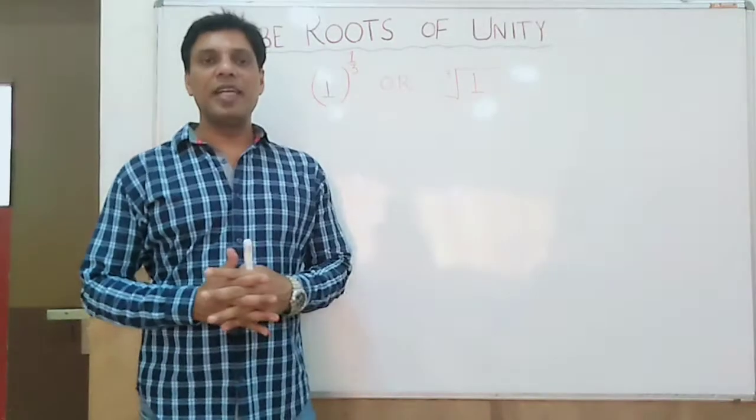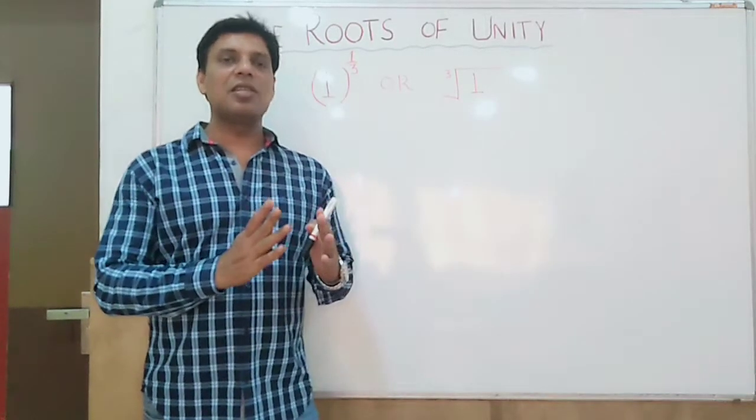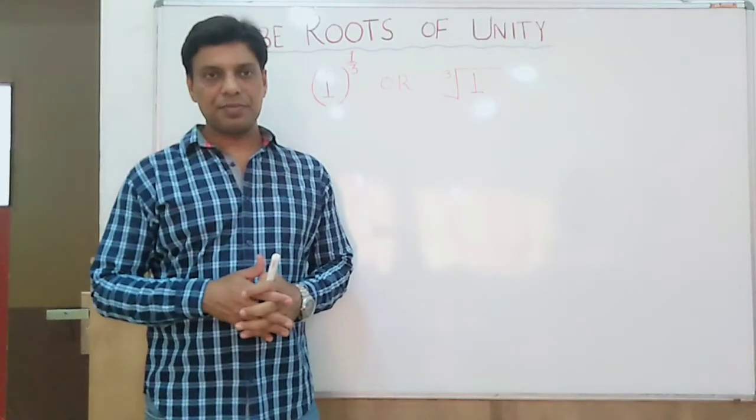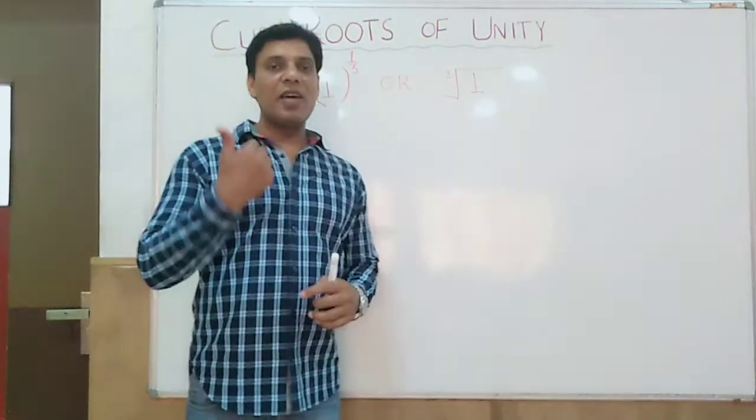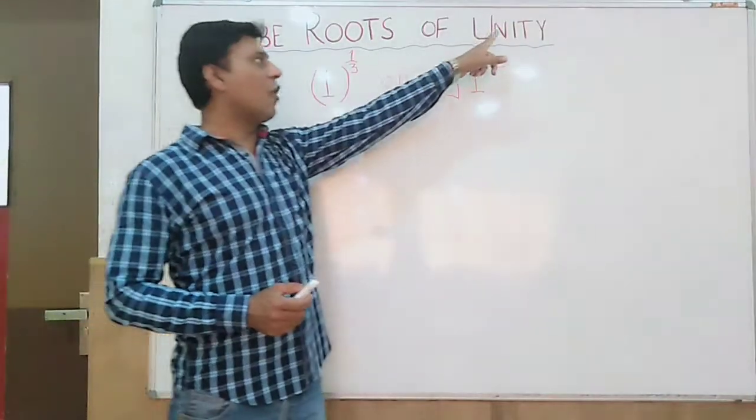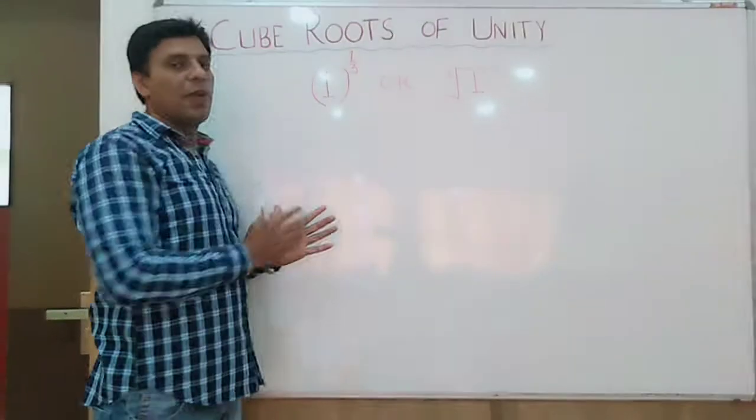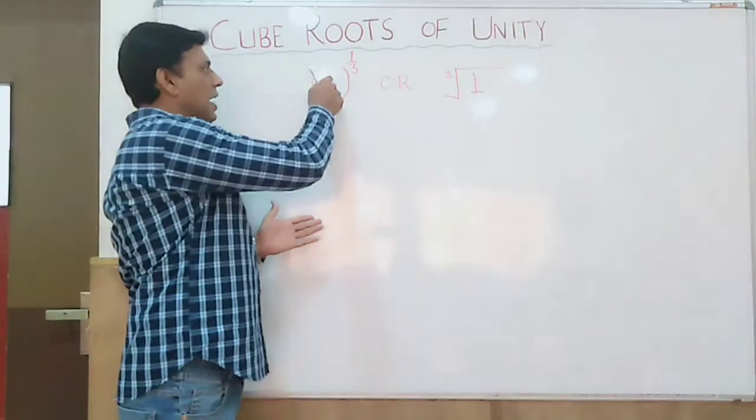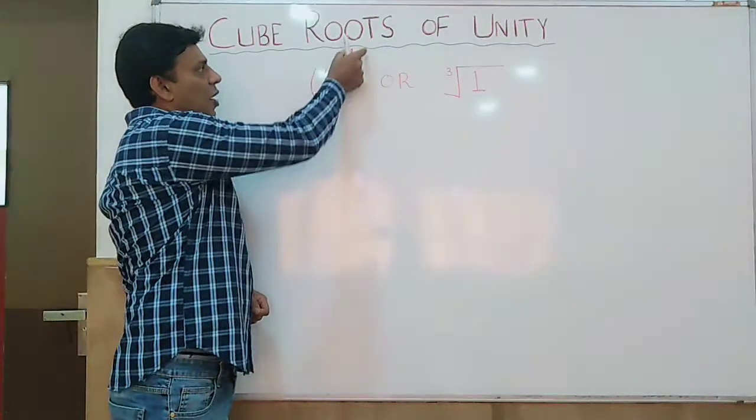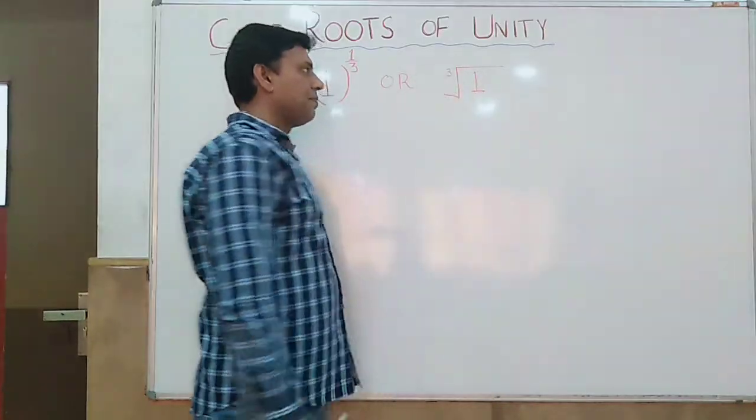Cube roots of unity. It is a very important topic for class 11th in complex numbers. It is very easy to say what the cube root of unity is. What does it mean? Unity means 1 and cube root means power 1 by 3. So that is 1 power 1 by 3, or we can write it as the cube root of 1.